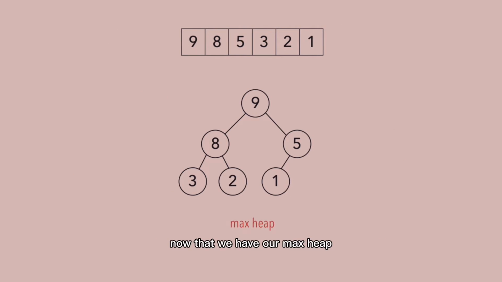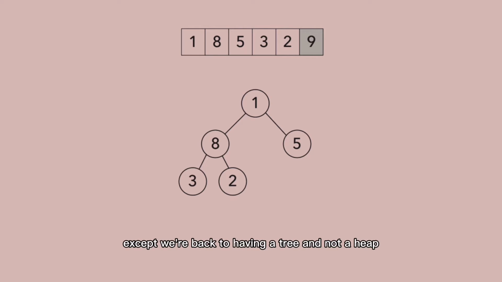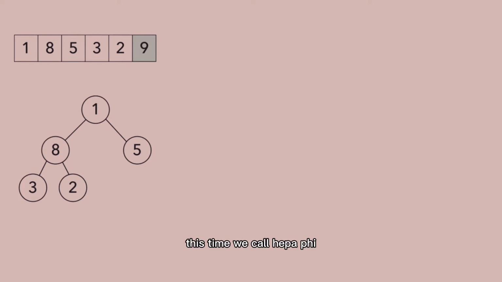Now that we have our max heap, we know the largest item, 9. We swap 9 with the item at the end of the array, 1. Finally, we remove 9 from the tree and consider it sorted. Looks good so far, except we're back to having a tree and not a heap. This time we call heapify, since only the item 1 is out of place.